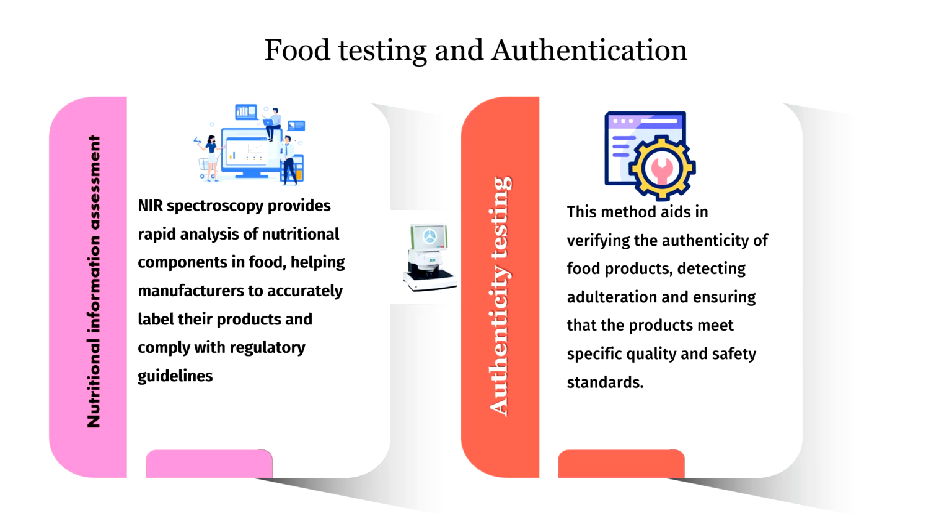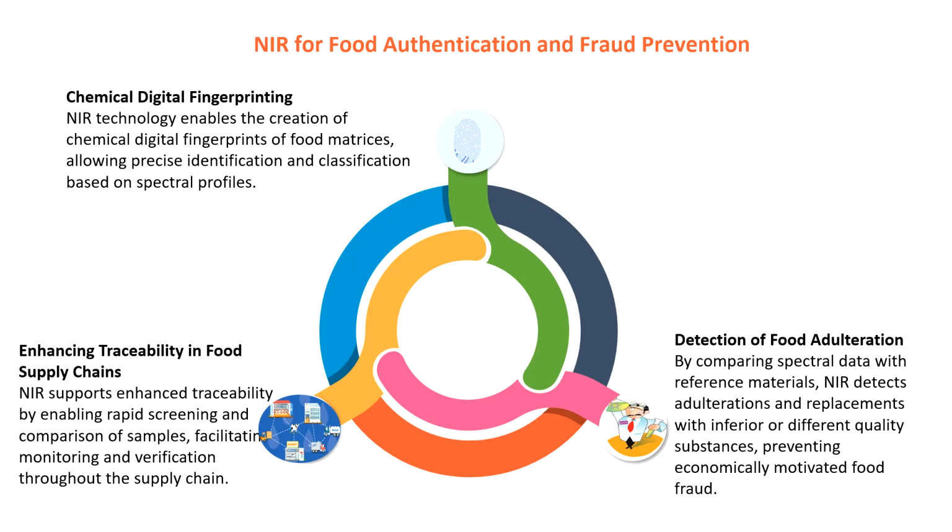Food testing and authentication. NIR spectroscopy provides rapid analysis of nutritional components in food, helping manufacturers to accurately label their products and comply with regulatory guidelines. This method aids in verifying the authenticity of food products, detecting adulteration, and ensuring that the products meet the specific quality and safety standards. How NIR is used for food authentication and fraud prevention.